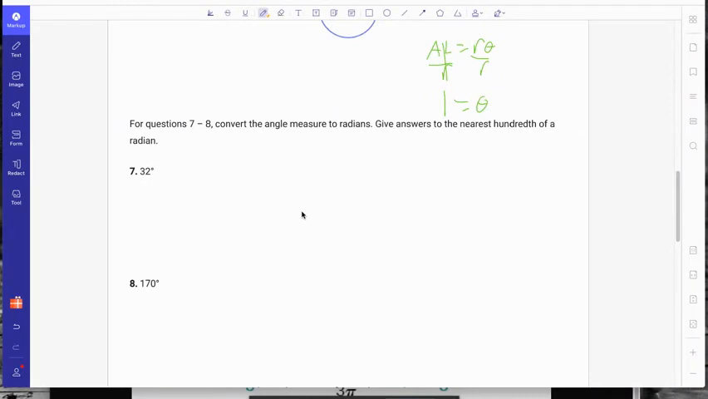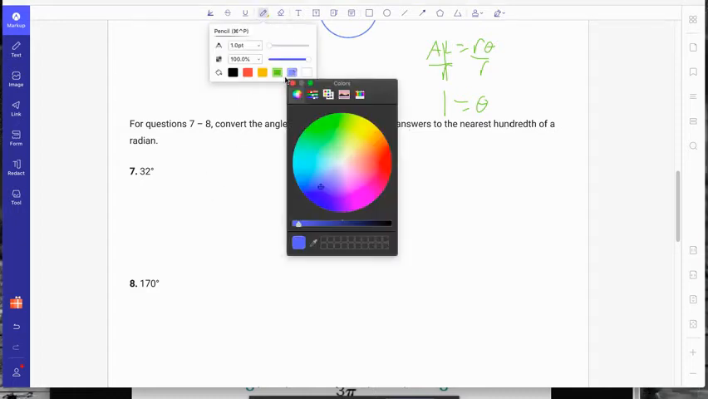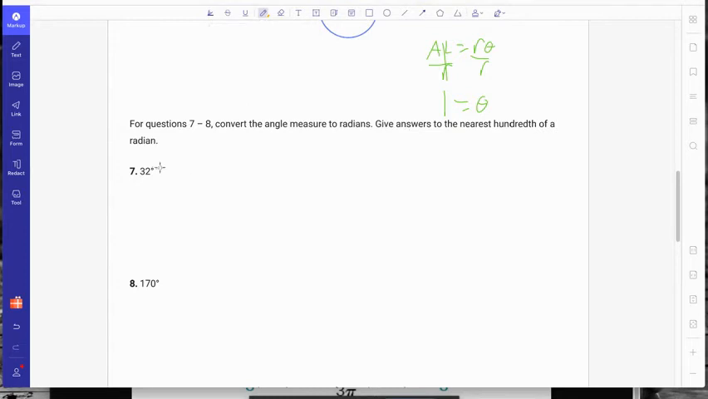All right, so now we're going to convert degrees to radians. How we do that is simple. We're simply going to multiply it by pi over 180. So we have 32 pi divided by 180.